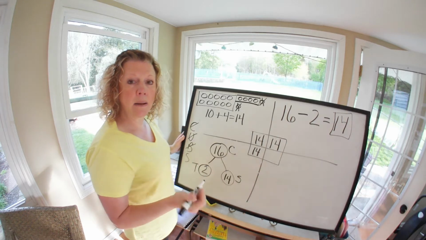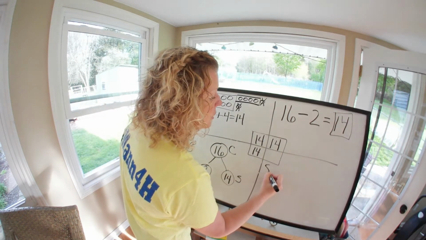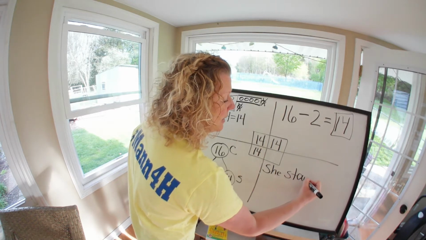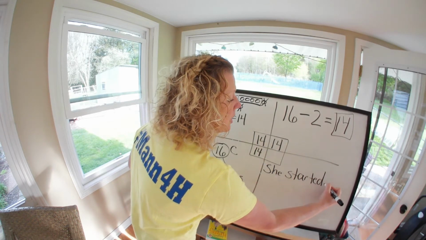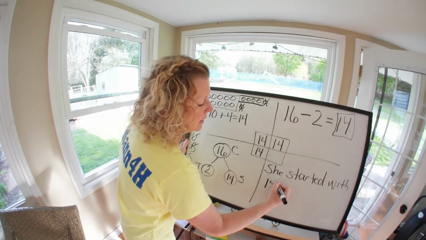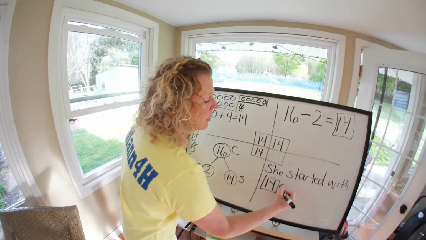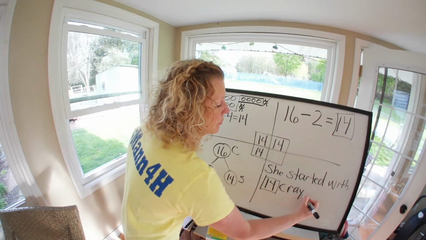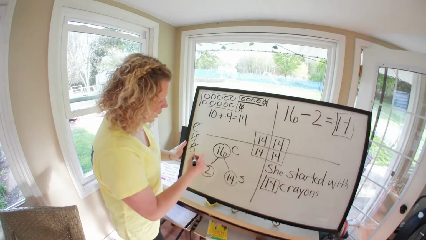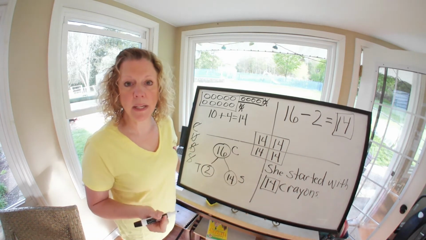And lastly, how many did she start with? We're going to say she started, we have that ed at the end, with 14, again, put a box around it, crayons. And we're going to put the 14 in the middle, cross off the S, and there's your complete answer.